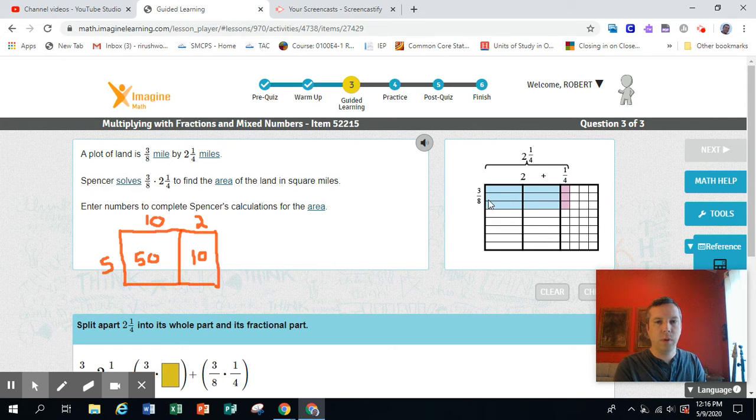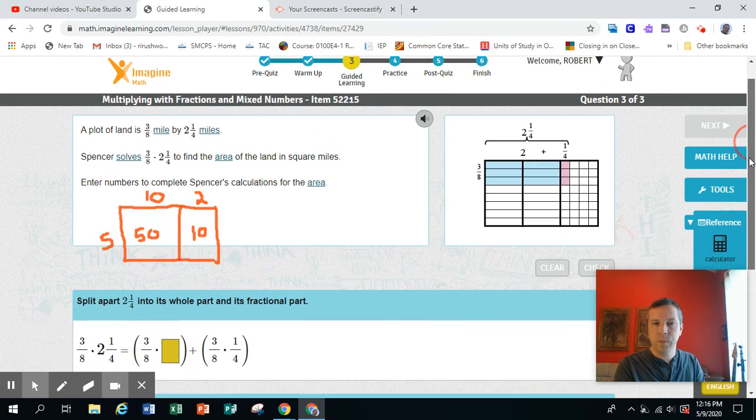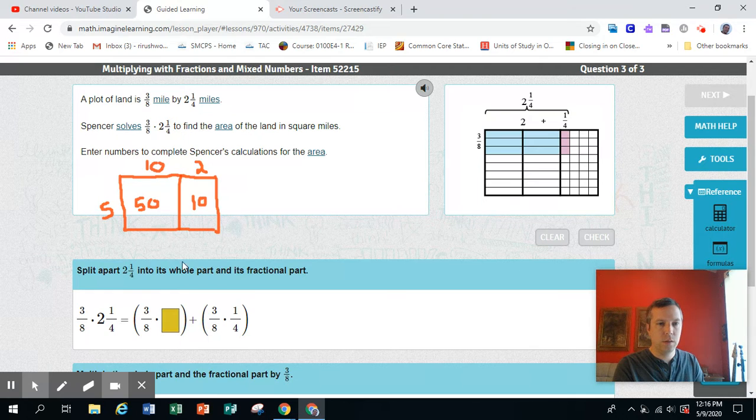Spencer has to multiply 3/8 times 2 1/4. So in the model here, the 2 1/4 is split up. We see that this portion of the rectangle is 2 units long, and this portion of the rectangle is just 1/4 of a unit long. So what we have here is 3/8 times 2 and 3/8 times 1/4. So let's look at Spencer's calculations.